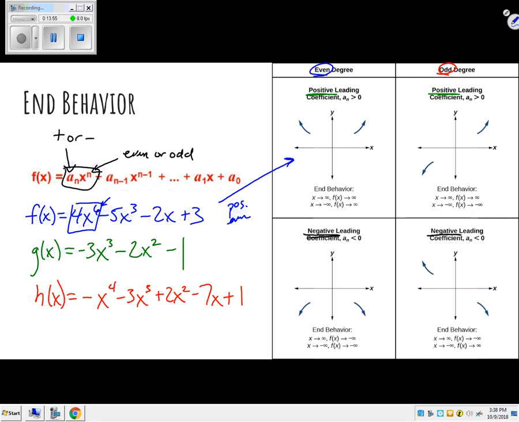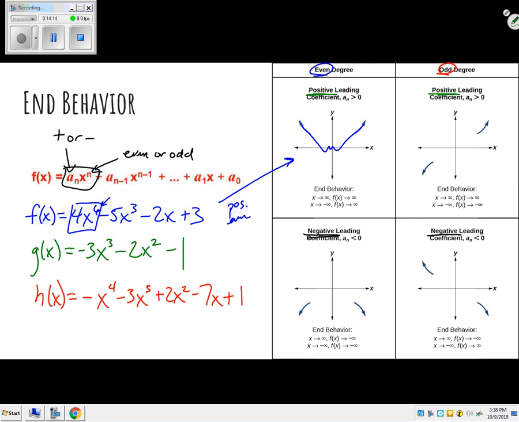Well, if it's positive and even, tomorrow what we're looking at doing is the graph's going to come down from the top, it's going to wiggle around the x-axis for a while, and it's going to take off going back up to the top. How much does it wiggle around the axis? Well, it depends on how many zeros it has. We'll link all that together tomorrow.